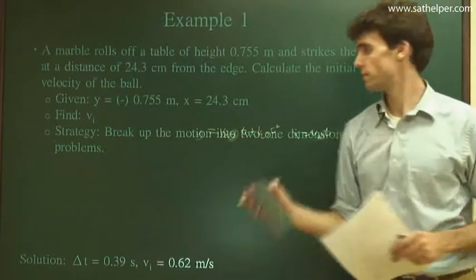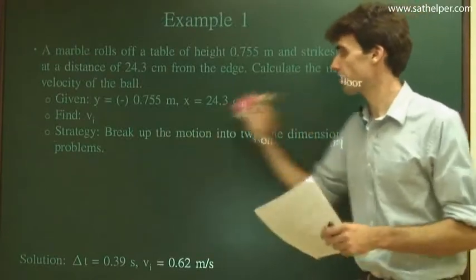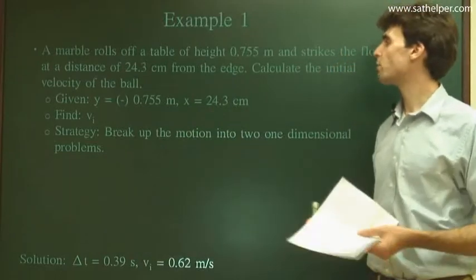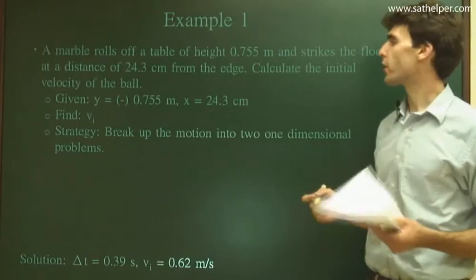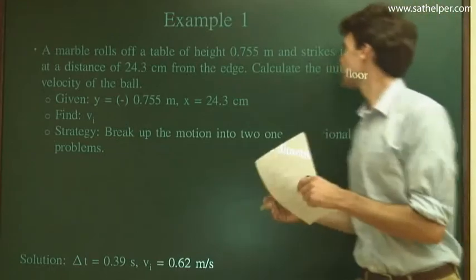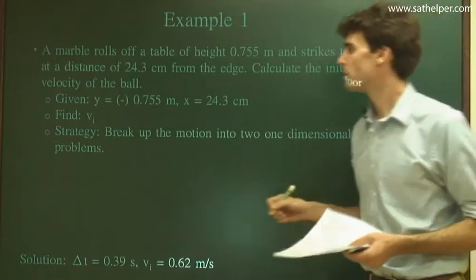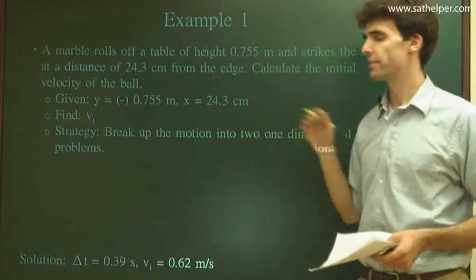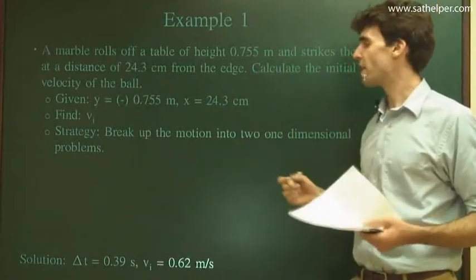So like I said, the best way to see how this works is just to do an example. Consider a marble rolling off a table of height 0.755 meters and striking the floor at a distance of 24.3 centimeters from the edge. Calculate the initial velocity of the ball. So we're given the height that it falls and the distance that it travels while it's falling, and we want to find the initial velocity.